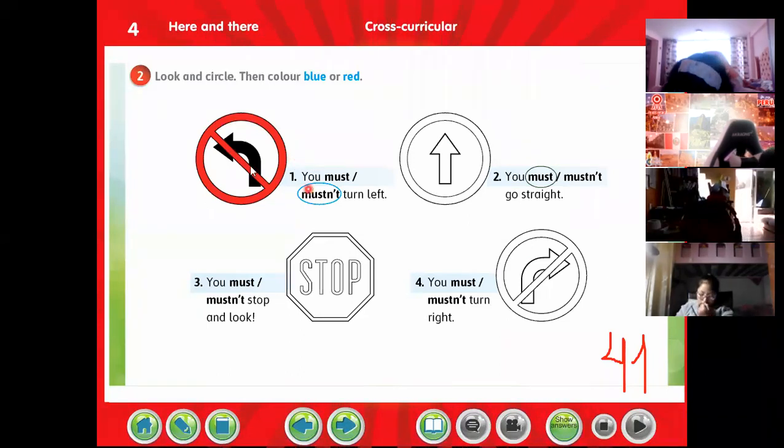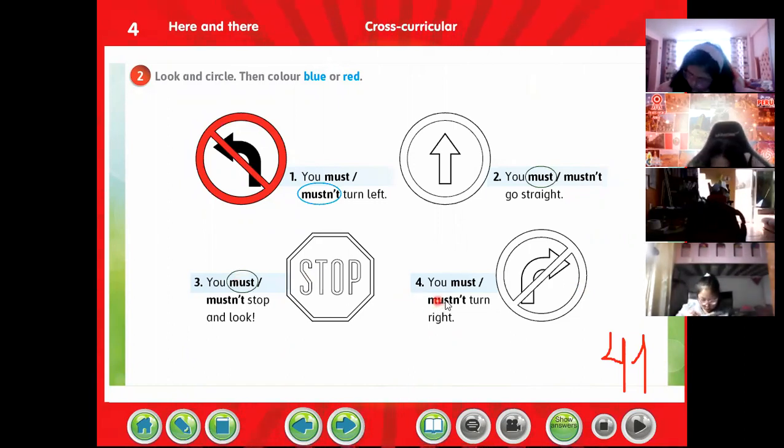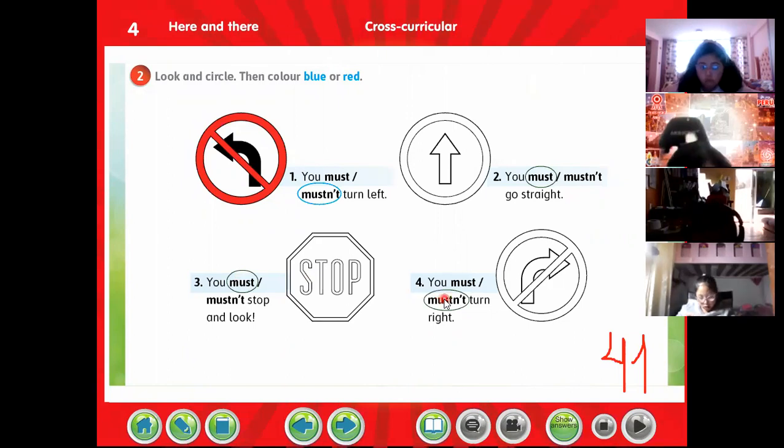Okay, it's reading, huh? You need to read. Valeria, please, in the number three, read. Yeah, teacher. You must stop and look. Thank you, good job. Camilo Sedano, number four. You must turn right. Repeat, please, Camilo. Mustn't. Me olvidé que eso tenía. Camilo. You mustn't turn right. Yes, mustn't, huh? Remember, boys, girls, must.